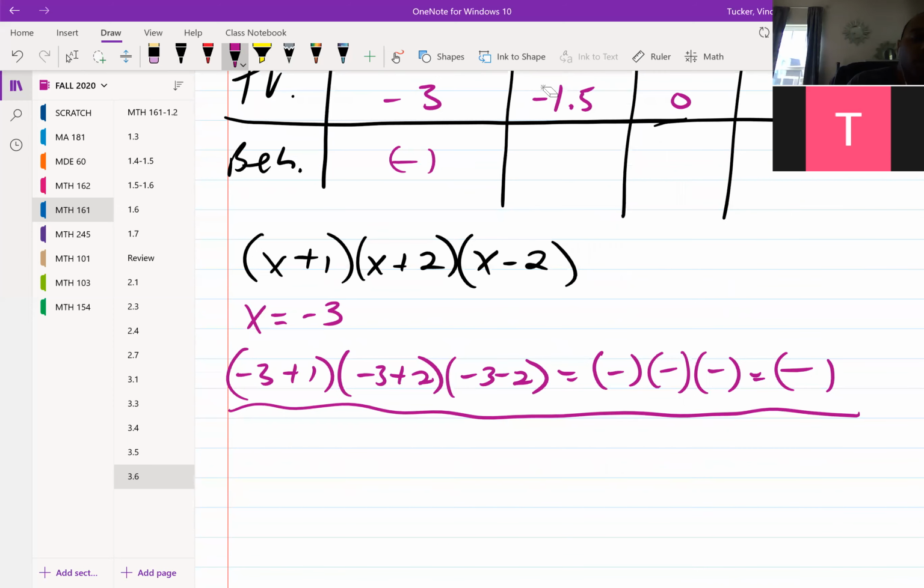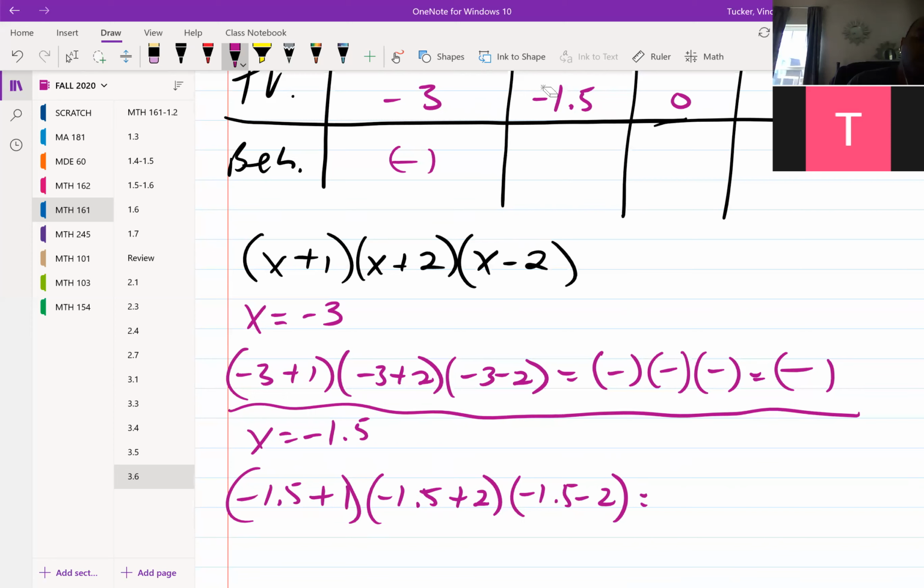Plugging in negative 1.5. So the first one, I get a negative value. Second one, positive. Third, I get a negative. So that's going to be positive for me.